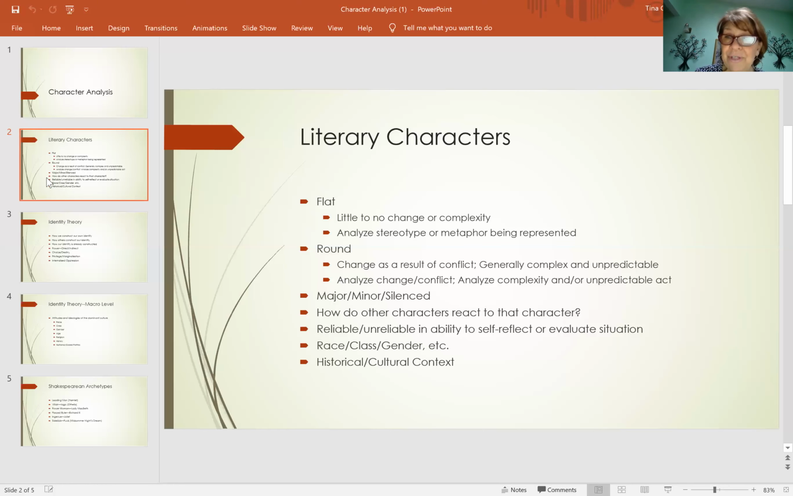And a round character, what we would be looking at is, of course, the change. How does the character change? What is the impact of that change? We would be looking at analyzing the complexity. For example, how is it possible? It seems paradoxical that Gertrude could love both Claudius and Hamlet Sr. So we would want to take a look at that and see how that helps us understand the play.